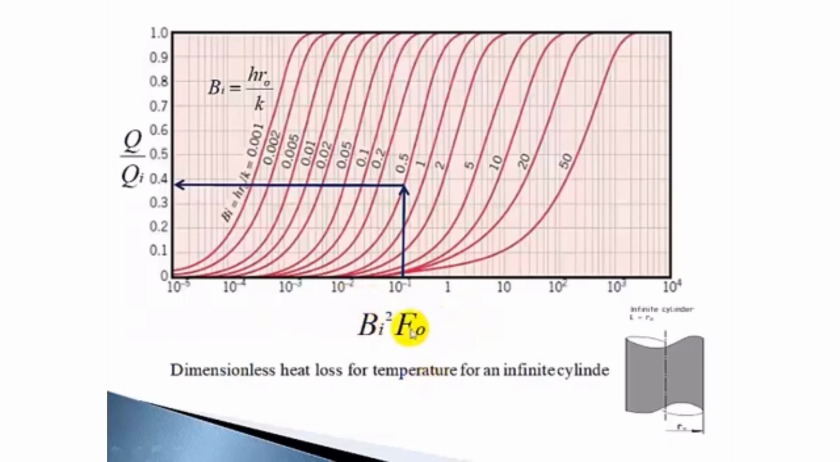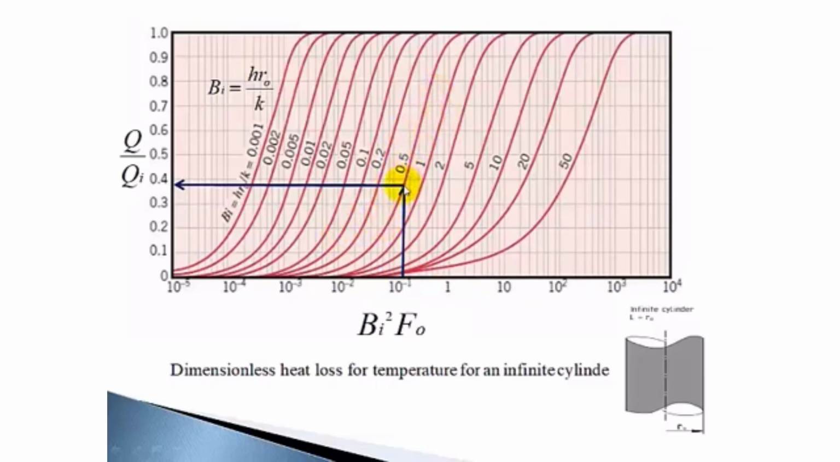Biot number squared into Fourier number. Here it is 0.01, this is 0.1, this is 1, and so on. So this line is 0.1, and this line is 0.2. We require 0.157, so that is somewhere in between 0.1 and 0.2. And I've drawn a line here to meet the constant Biot number line.